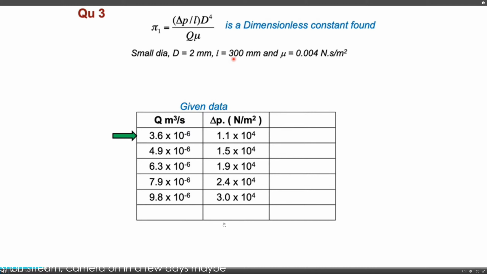Now, if you substitute the value of the pressure drop, the flow rate, the viscosity, the length, and the diameter, you will arrive at the number 40.6. Okay, so this is the value of the first pi group.